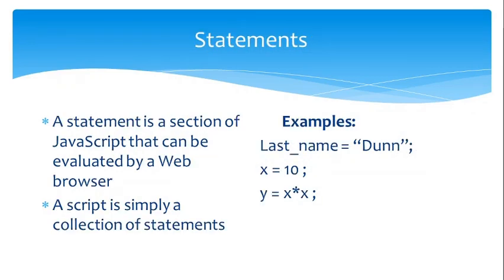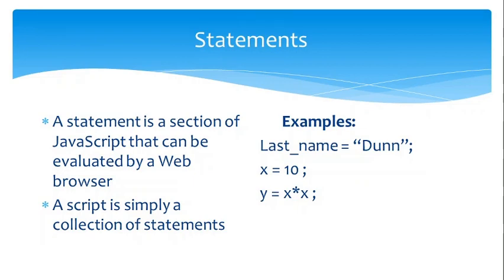Okay, next one is statements. In every programming language, you must have statements. A statement is a section of JavaScript that can be evaluated by a web browser. Who will evaluate this? A web browser. What are the names of the web browsers? Like Google Chrome, Firefox, Safari, UC Browser. These are all web browsers, and the statements will be evaluated by them.